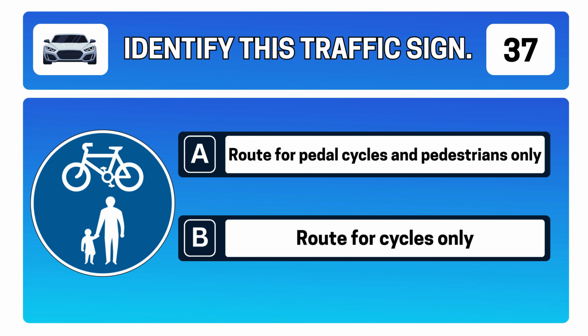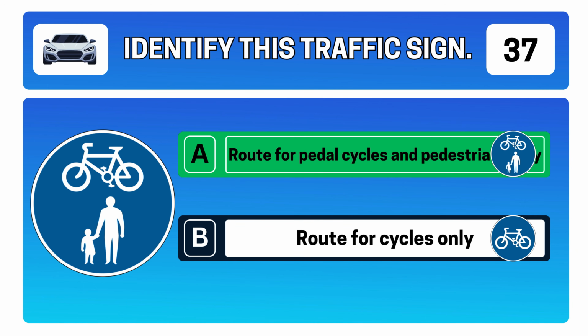Identify this traffic sign. A. Route for pedal cycles and pedestrians only. B. Route for cycles only. Correct. This is a route for pedal cycles and pedestrians only sign.